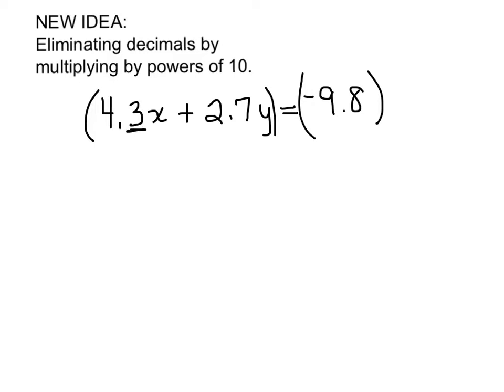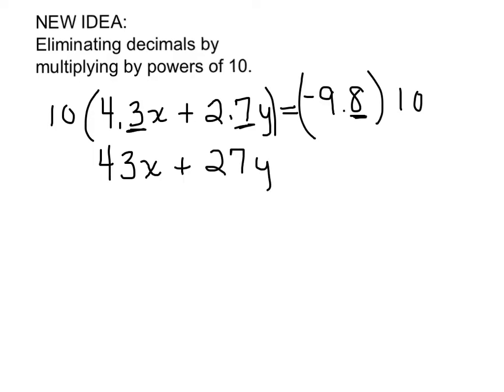And so what I'm going to do is look at how many places are behind the decimal point. In this particular one, there's only one place behind all of them. So I'm going to multiply both sides of the equation by 10, which I can do because so long as I do the same thing to both sides, I'm not changing the value of the equation. So by doing that, I end up with all whole number coefficients. 43x plus 27y equals -98.